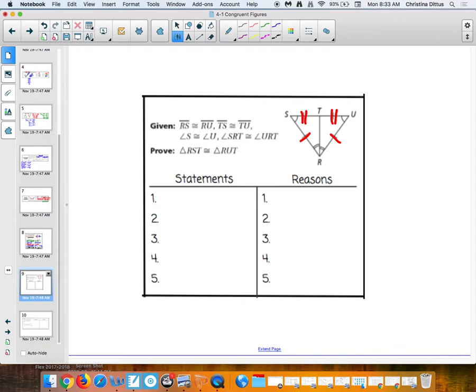Okay, let's deal with sides first. What should I do with my sides info? You should put it down. Write it out first. Copy paste. RS is congruent to RU. And TS is congruent to TU. And what am I going to write for a reason? Given. Good. Okay, so I have two of my three sides. How am I going to get my third side? Magic.